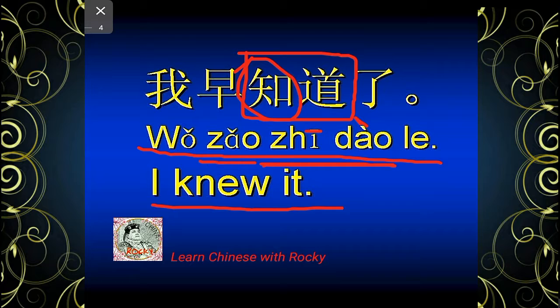Zao is a third tone character. That's a falling tone and rising tone. Now, what does Zao mean? This particular character is like an action word, meaning you're going to take an action. So it's a positive action. So the sentence is 我早知道了. Okay, very, very good.